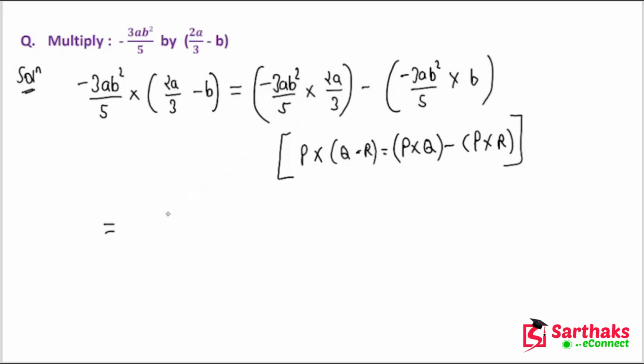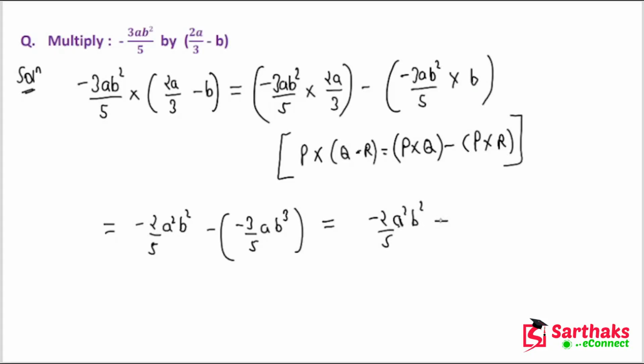So 3 would be cancelled by 3 and minus, so 2 upon 5 would be the coefficient. And a into a would be a square and this would be b square, right? So minus 2 upon 5 a square b square. Now this minus, first of all let us see this. This is minus 3 upon 5 only, and a and b square into b would be b cube. So finally you can write minus 2 upon 5 a square b square, minus into minus would become plus, so it would be 3 upon 5 ab cube. So you can clearly see this is the answer.